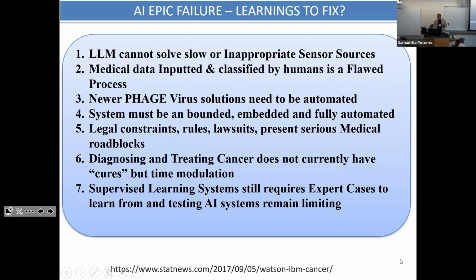Okay, number two, I have the medical data input and classified by humans as a flawed process. Okay, so let me just say it. Other than this book I brought in from my master's library, this was an interesting story. These two authors are both medical researchers, and there's a book out called The Perfect Predator. I recommend everybody read it. So, beautiful couple, tons of money. They go on vacation. Where do they go for vacation? They go to Egypt.